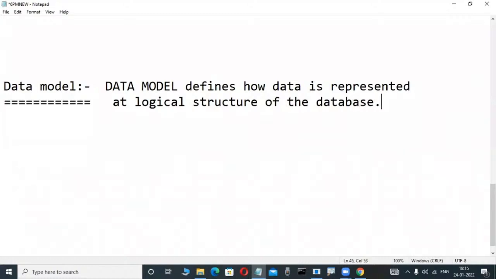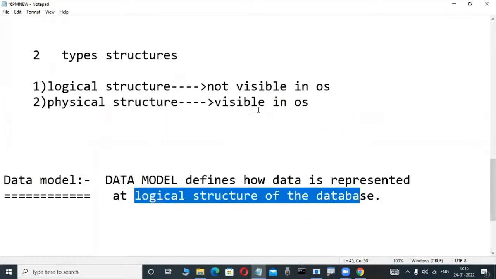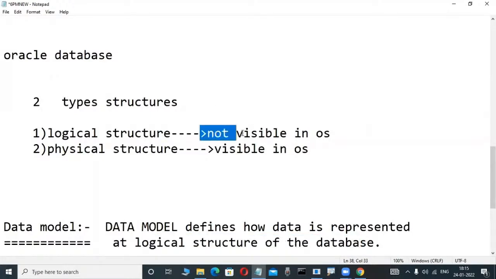And now check it out. Observe it here. What is a logical structure? In previous classes, I told you that a structure which is not visible in the operating system is called a logical structure. Maybe you are creating a table; that is not visible in the operating system, but that structure is visible in a database.